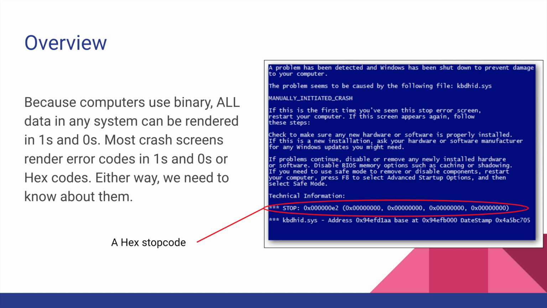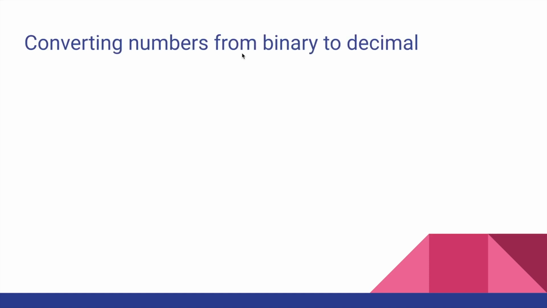In fact, the stop code you're seeing there is a memory address which is using hexadecimal. And address 0x94E, etc. That's a hexadecimal addressing system. So instead of putting out huge numbers of zeros and ones, we'll simplify it somewhat into this other number system. And hex uses base 16 instead of base 10 like we know for our decimal, or base 2 for binary. Either way, we need to know more about it. So let's have a look and dive in.